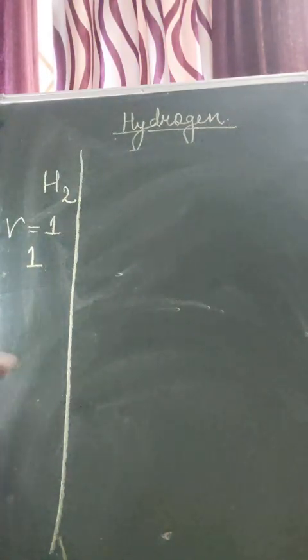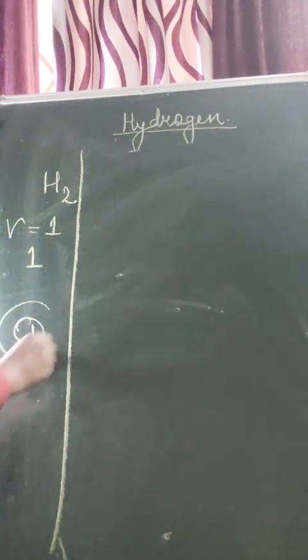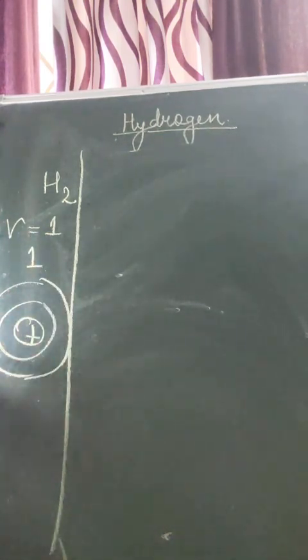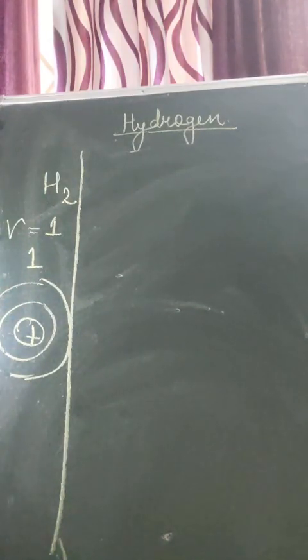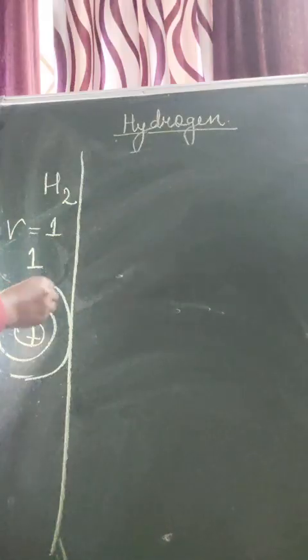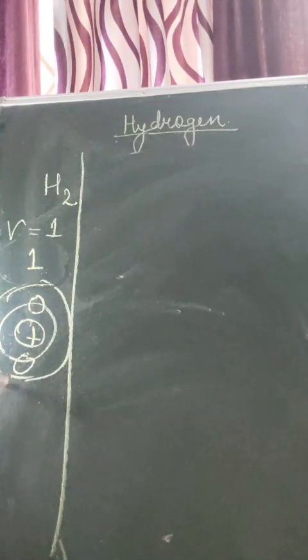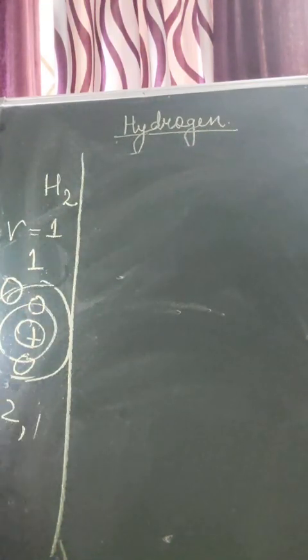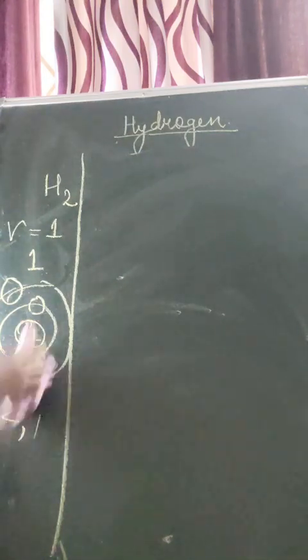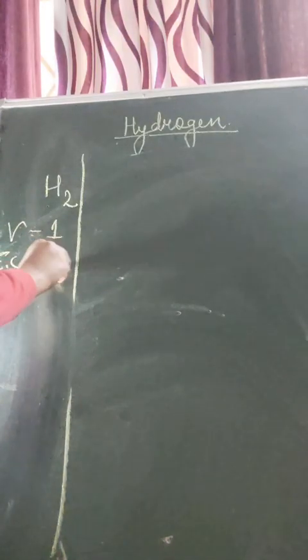Now what is electronic configuration? Suppose this is the nucleus of an atom. There are shells. So the electrons present in the shells, we tell it as electronic configuration. Suppose if there is only one electron present, so the electronic configuration is 1. If this shell is not complete, it will not move on to the next shell. The first shell contains 2 electrons. So now the electronic configuration will be 2, 1. This way, the electronic configuration is 1.